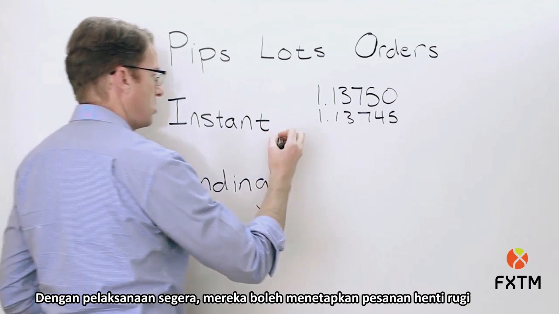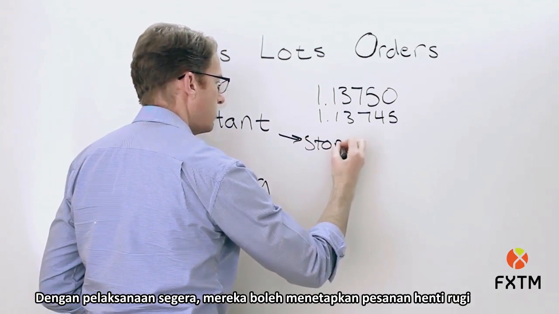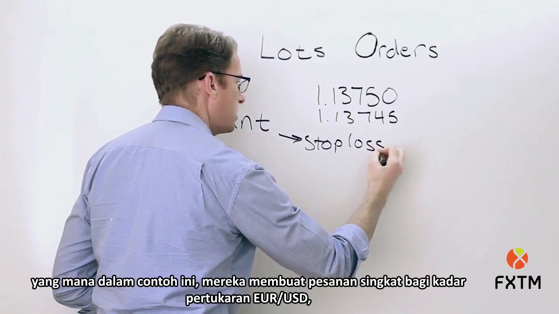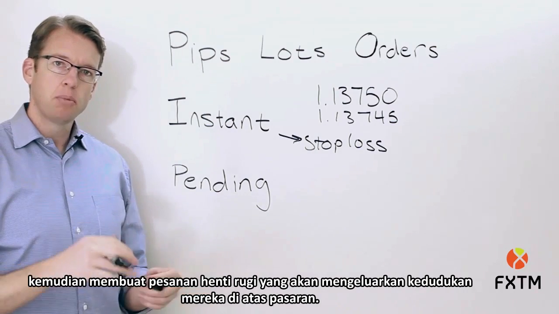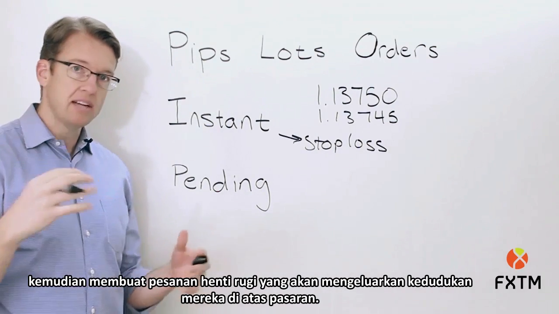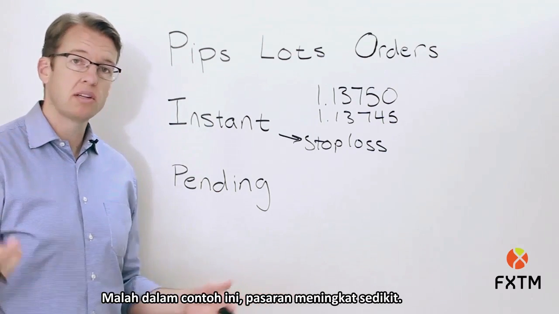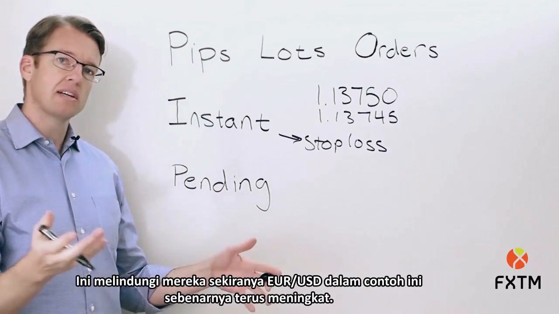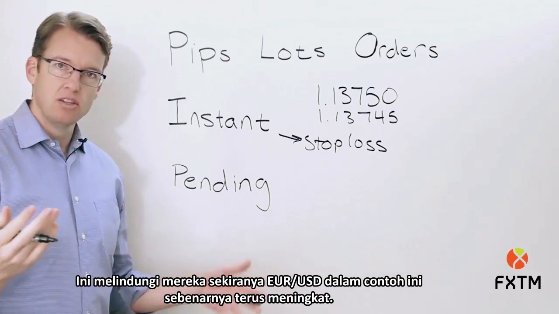So with the instant execution, they can set a stop loss order, which in this case, if they were shorting the euro-dollar exchange rate, then they're putting a stop loss that will exit their position up above the market, which in fact, in this example, the market did rise a little bit. So this protects them just in case the euro-dollar had actually continued to rise.